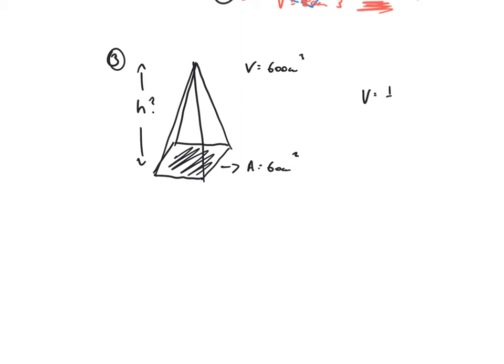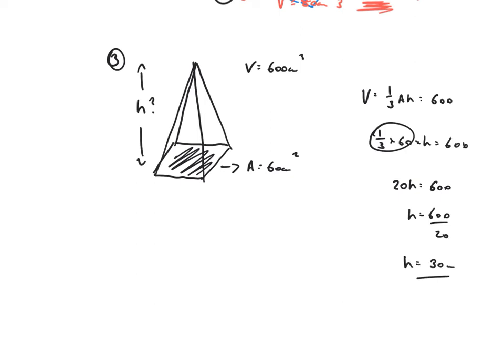Okay, so the volume of the pyramid is 1/3 AH, and that's equal to 600. Okay, so A is 60, so 1/3 times 60 times the height is equal to 600. Okay, 1/3 of 60 is 20, so now 20H equals 600. Bring that 20 down, divide 600 divided by 20, and non-calculator definitely, that's the height of 30 centimetres. Okay, let's try one more.